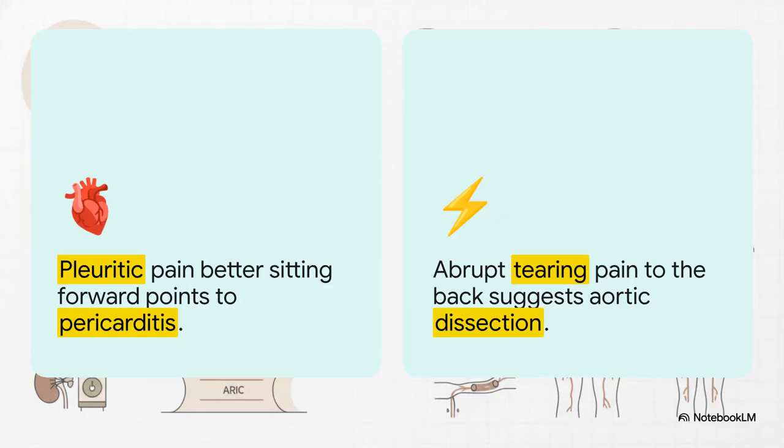If you've got a patient with pleuritic pain that gets better when they sit forward, you're likely looking at pericarditis. On the flip side, if they describe an abrupt, severe tearing pain radiating straight to their back, that strongly suggests an aortic dissection. Also keep this in mind. Hypotension paired with clear lungs and elevated jugular venous pressure points to obstructive shock. Think cardiac tamponade or a massive PE, rather than cardiogenic shock or pulmonary edema.